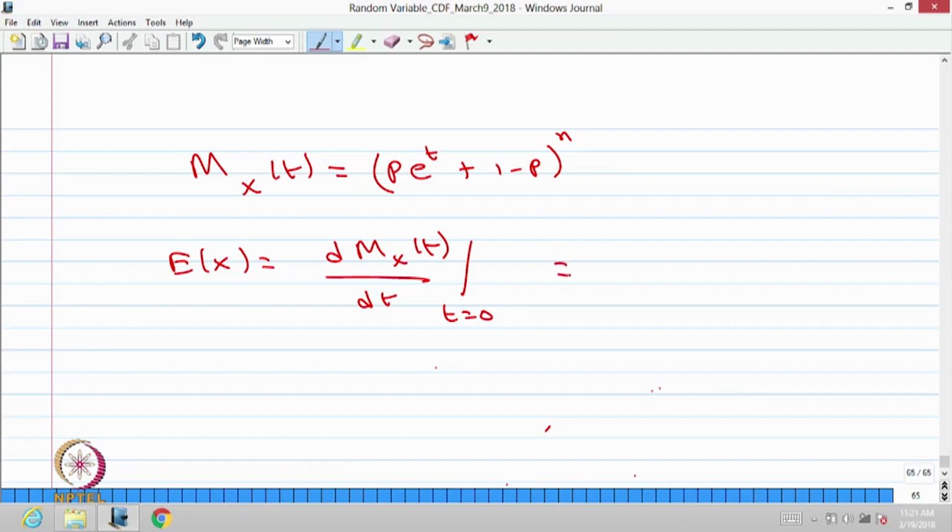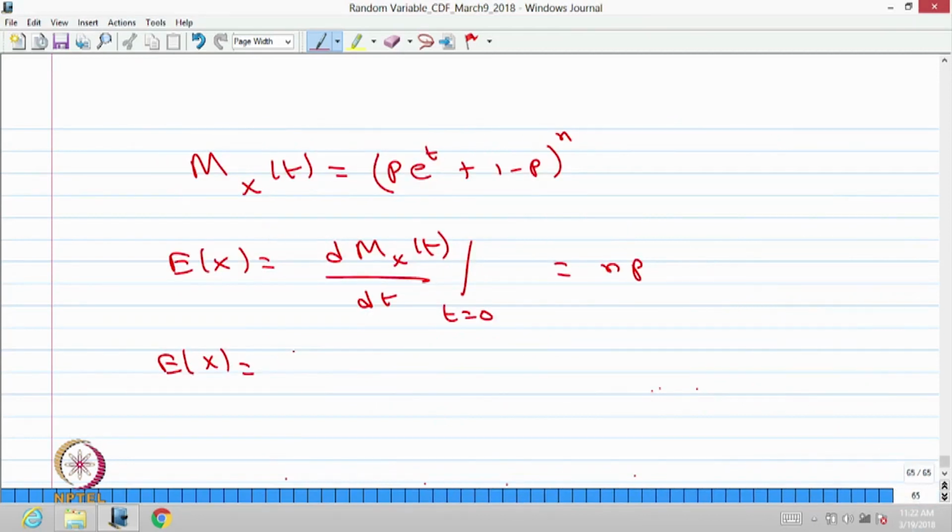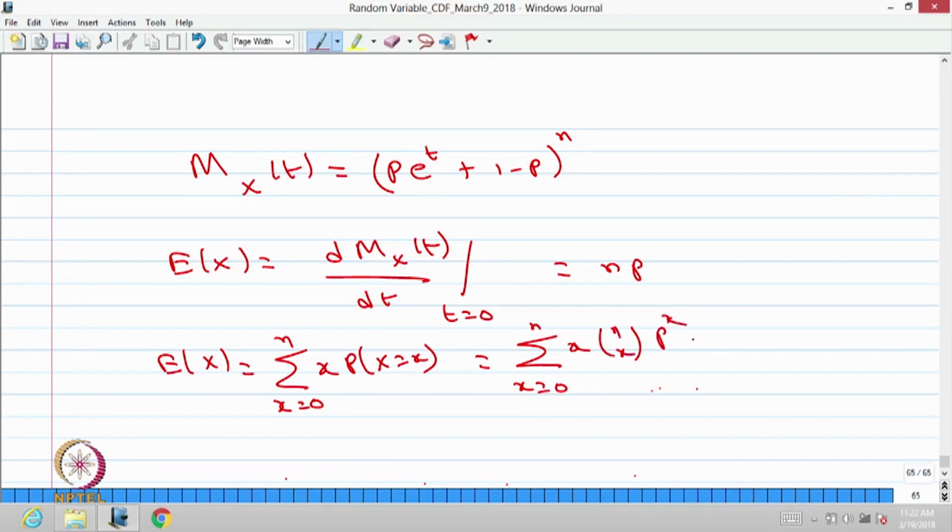So, by taking the derivative and so on, you can get the value np. This is one way of finding the mean of the binomial distribution, or you can find it from scratch, that is, the summation of x times probability of X equal to x, where x takes the values 0 to n. So, that is the same as the summation x equal to 0 to n of x times nCx p power x, 1 minus p power n minus x.